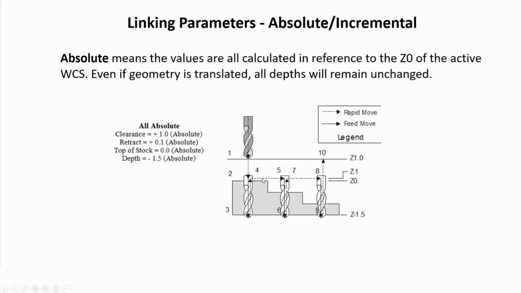The top of the stock is set to absolute and 0, and you can see that the tool will retract 100 thou absolute above Z0 and then move to the next hole, and again it will start with feed rate and machine the hole, retract back to 100 thou above Z0 and move to the next hole, and again just drill it, retract, and at the end retract back to the clearance level. All the values are set to absolute here.